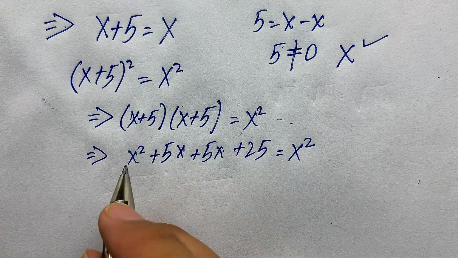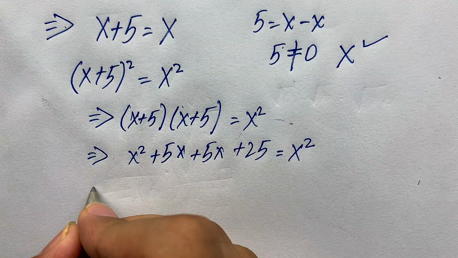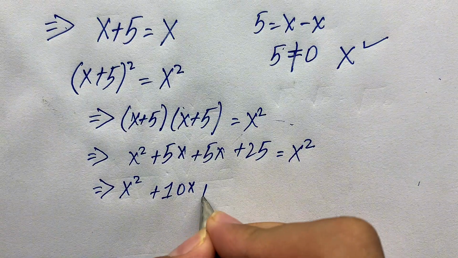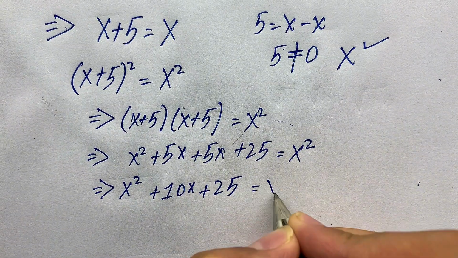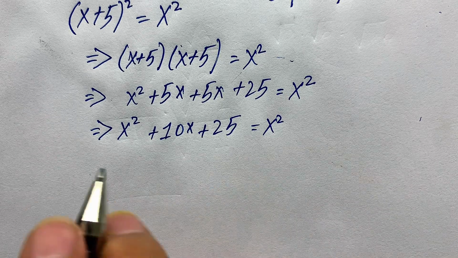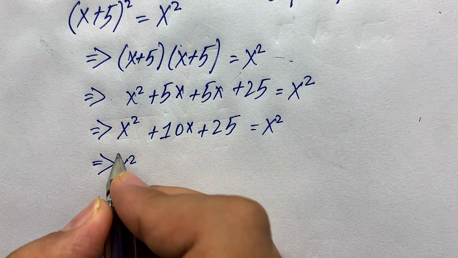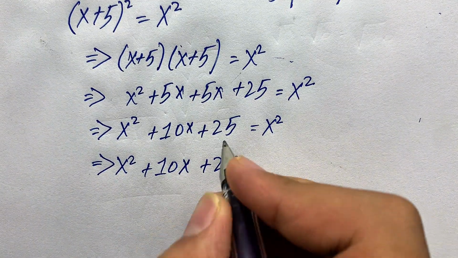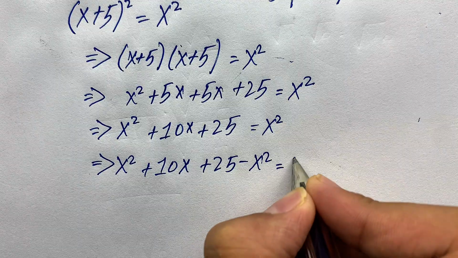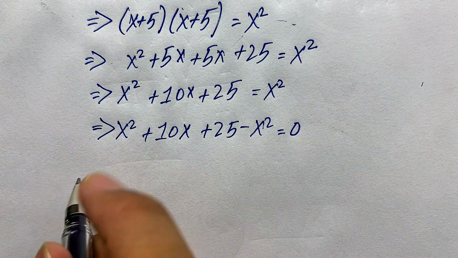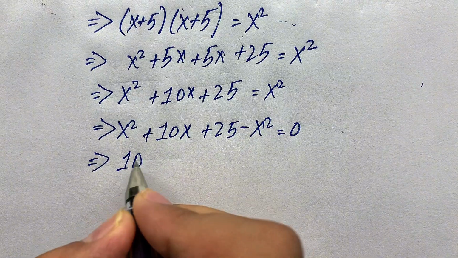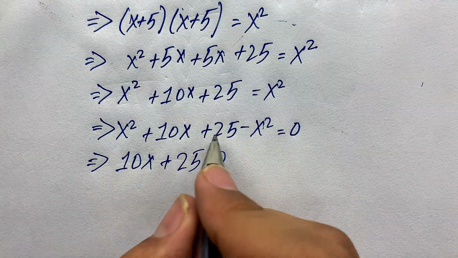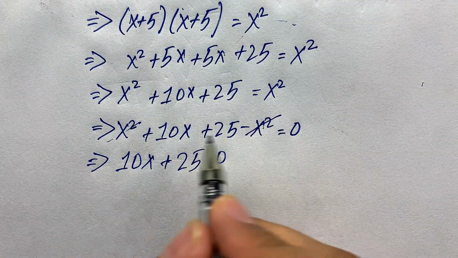Now this is x² + 10x + 25 = x². Now x² + 10x + 25 - x² = 0. So 10x + 25 = 0, where the x² cancels with the other x².